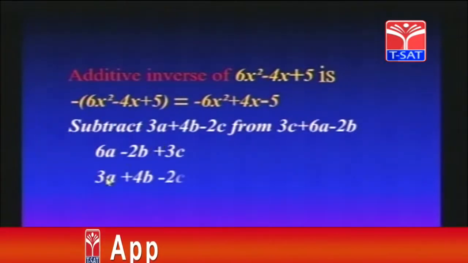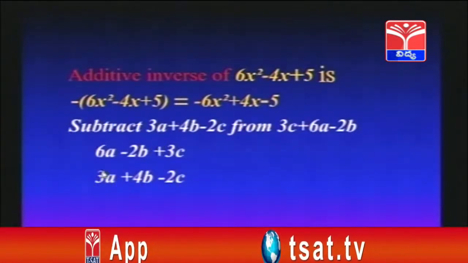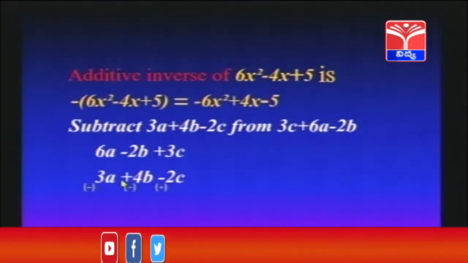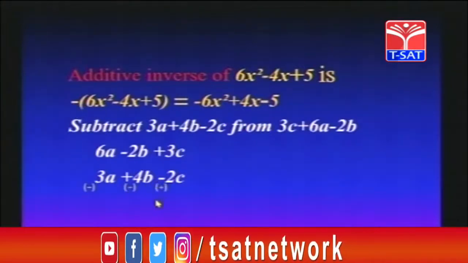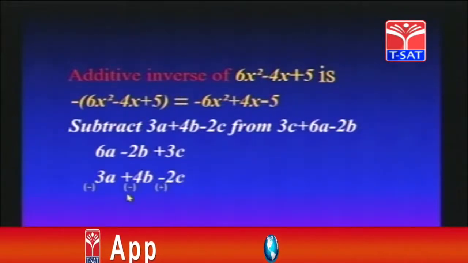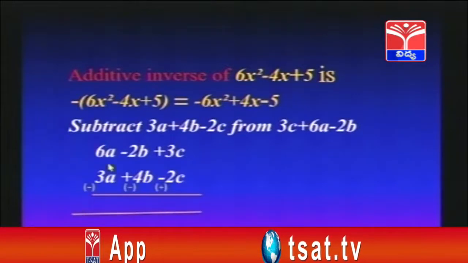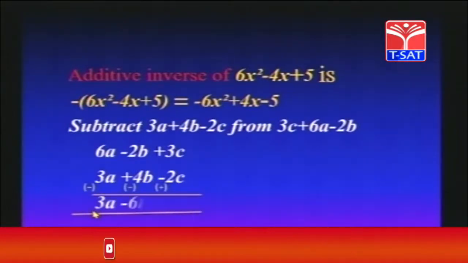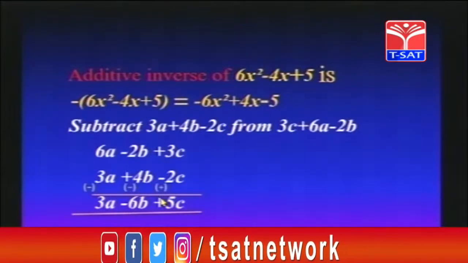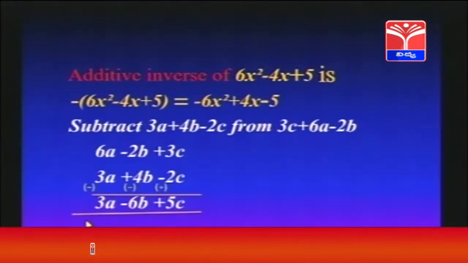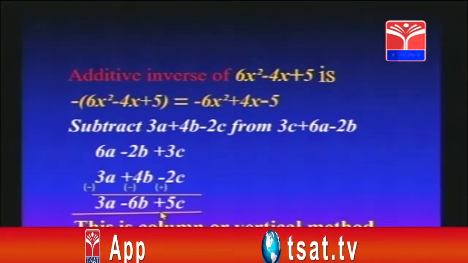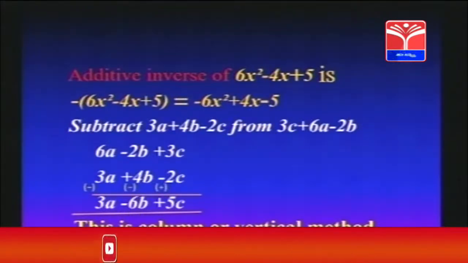From this we have to subtract the first expression. For subtraction, change the sign of the terms, that is here it is plus, it becomes minus, here it is plus, it becomes minus, here it is minus, it becomes plus. That means we are writing the additive inverse of this expression, and now we will add both the expressions. 6 minus 3 is 3a, minus 2 minus 4 is minus 6b, plus 3 plus 2, that is plus 5c. So the answer finally is 3a minus 6b plus 5c. So this is the column method or vertical method.